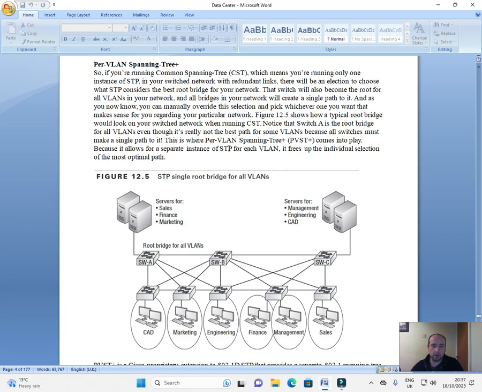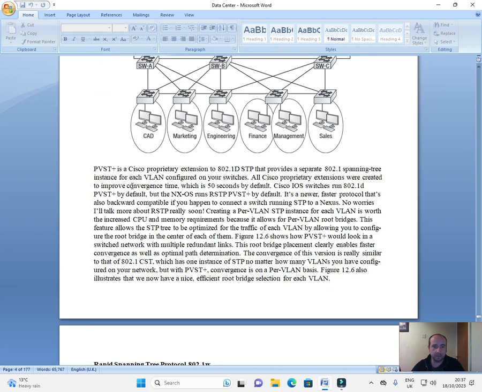This is where Per-VLAN Spanning-Tree, PVST Plus, comes into play, because it allows for a separate instance of STP for each VLAN. It frees up the individual selection of the most optimal path. PVST is a Cisco proprietary extension to 802.1D STP that provides a separate 802.1D spanning tree instance for each VLAN configured on your switches.